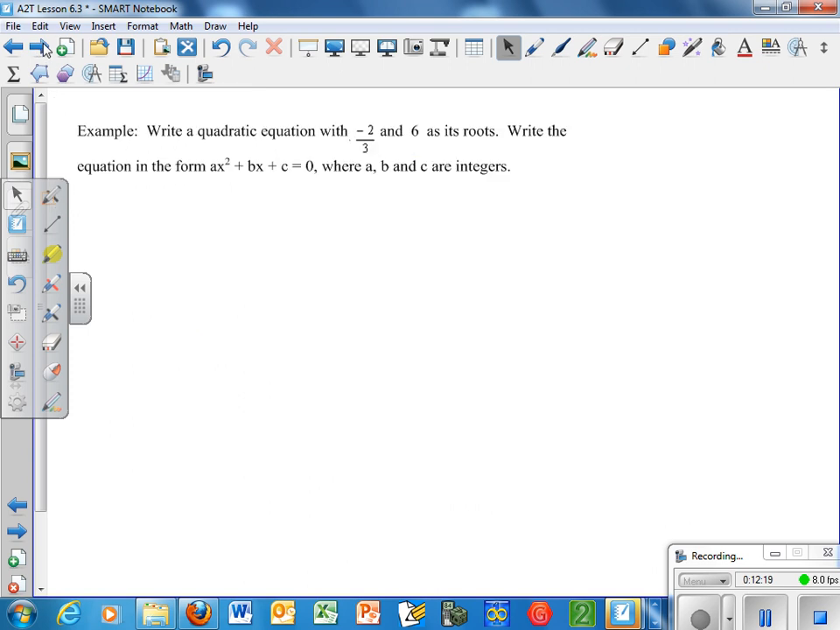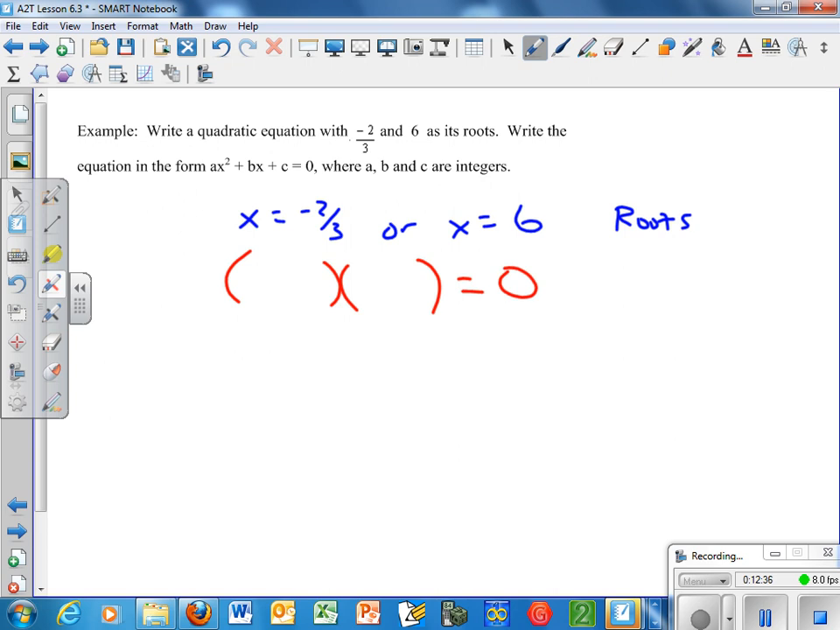Alright, last one here. Okay, now this gets a little trickier because one of the roots is a fraction, but what they're saying is x equals negative 2/3 or x equals 6. Those are the roots. So think about this. Think about what we just did. I got to have the equals 0 part on there, which is a common mistake that students forget.